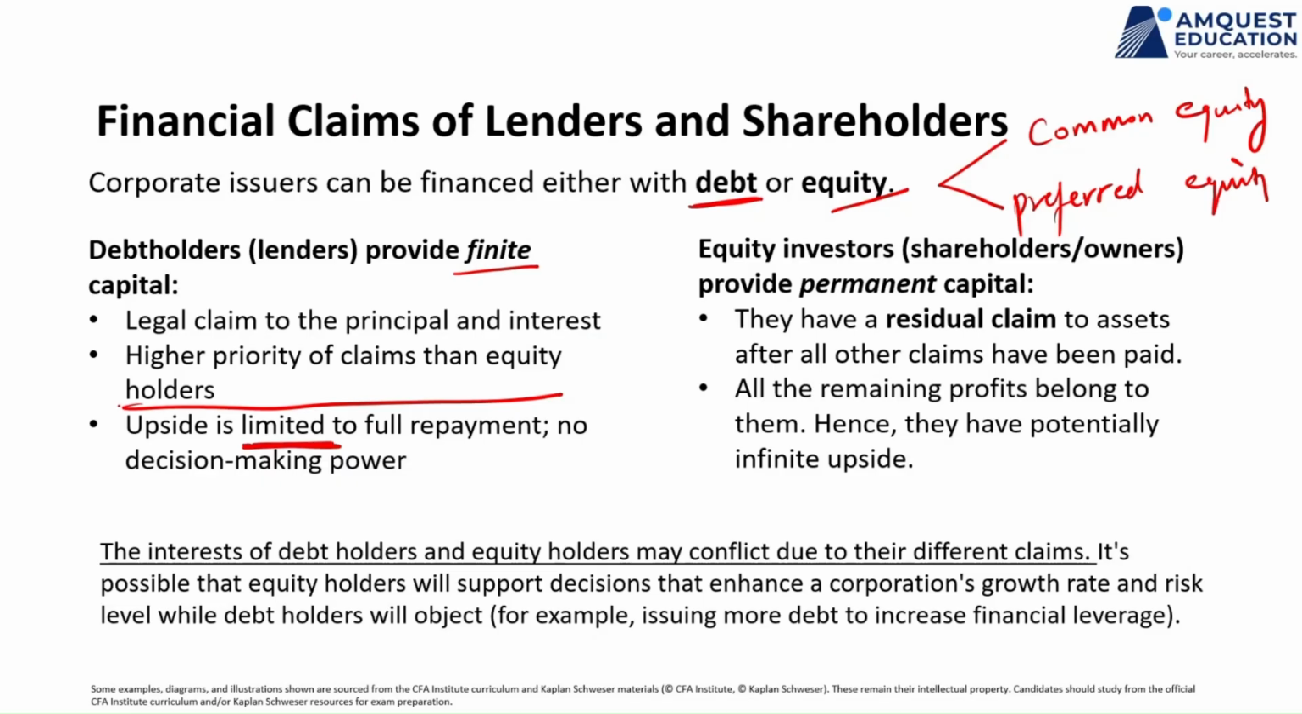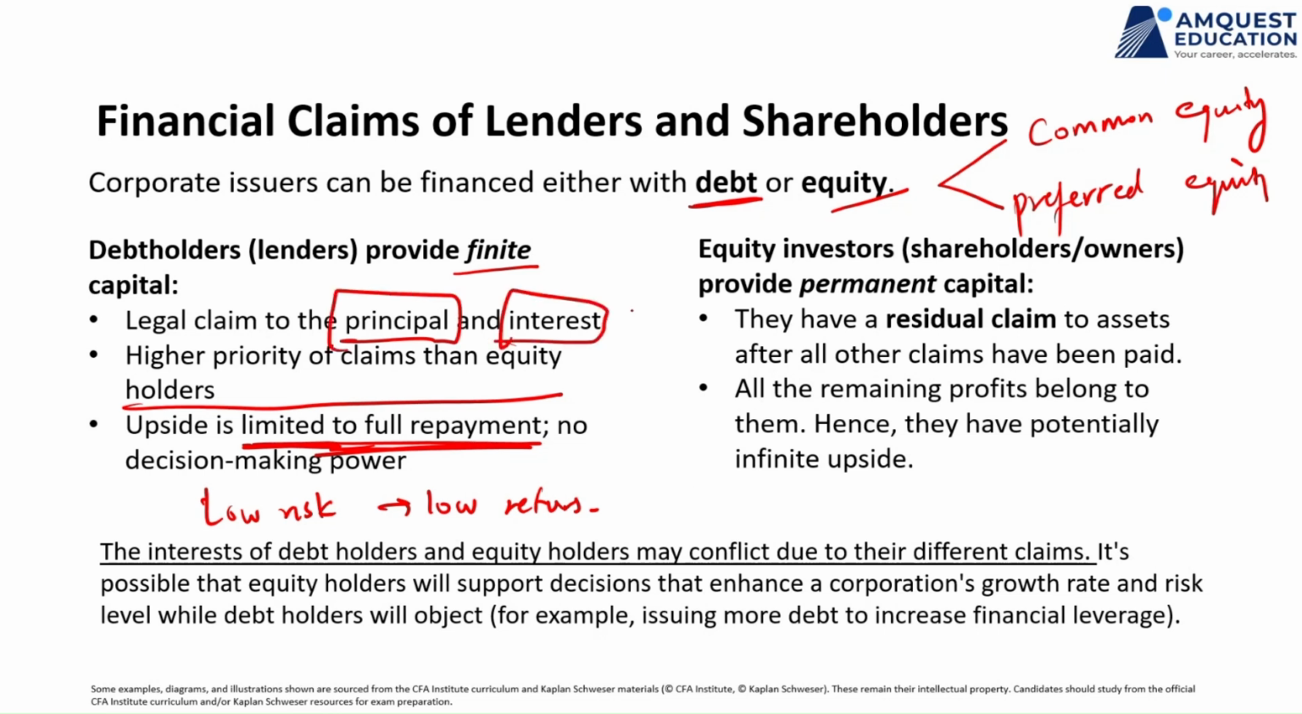Their risk is also low, right? They take lesser risk and therefore they have low returns. Their risk and return both are low. Why do I say they have upside to full repayment? The maximum they can earn is their principal plus interest.